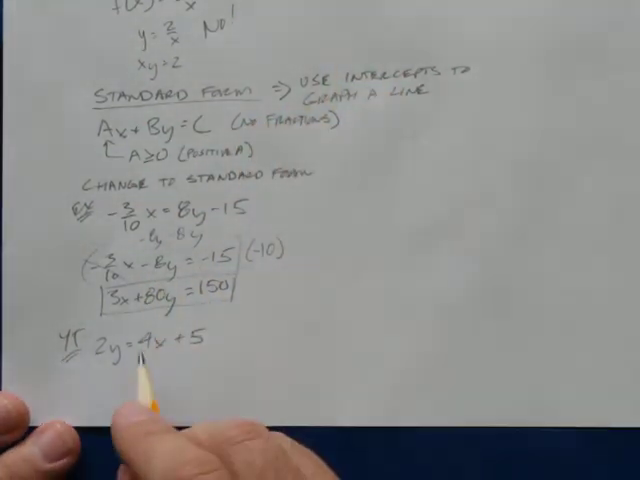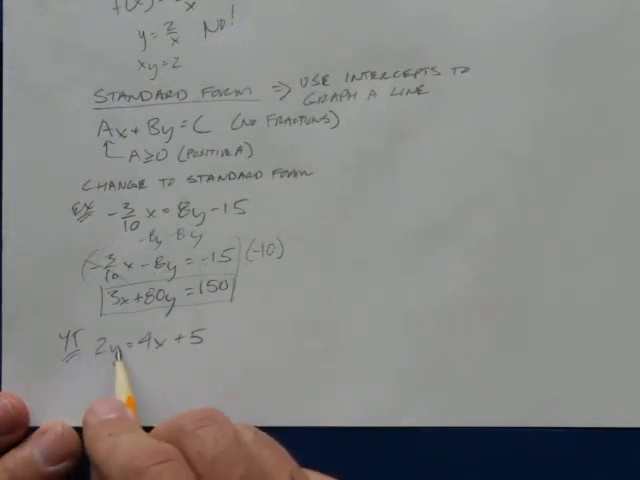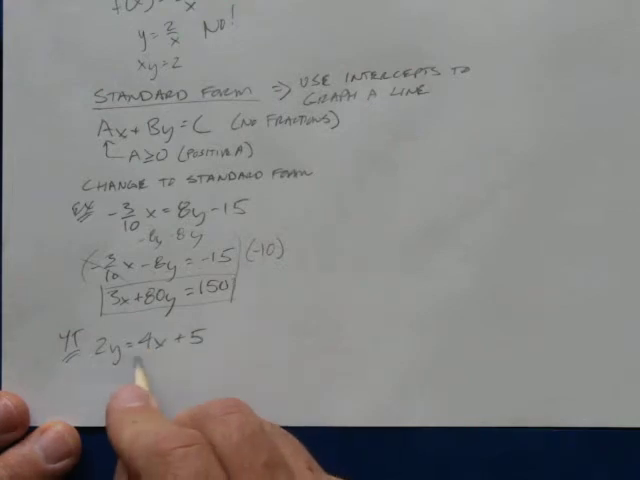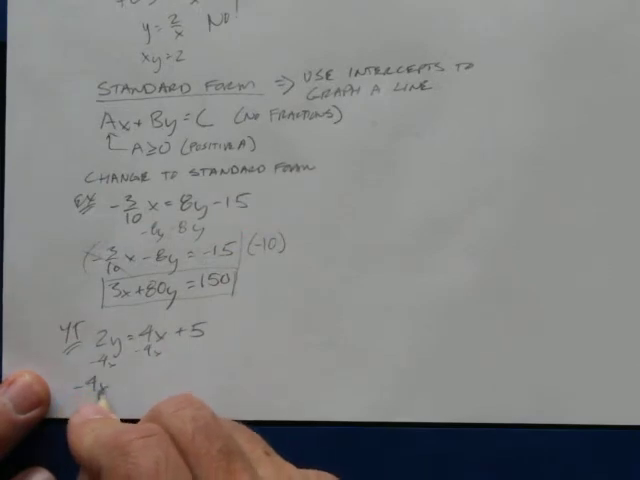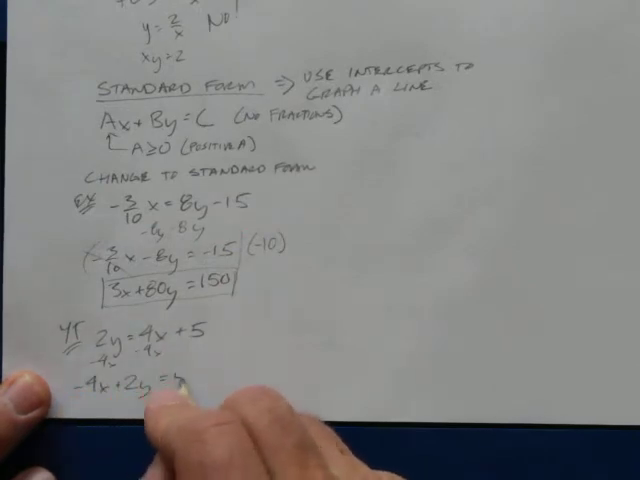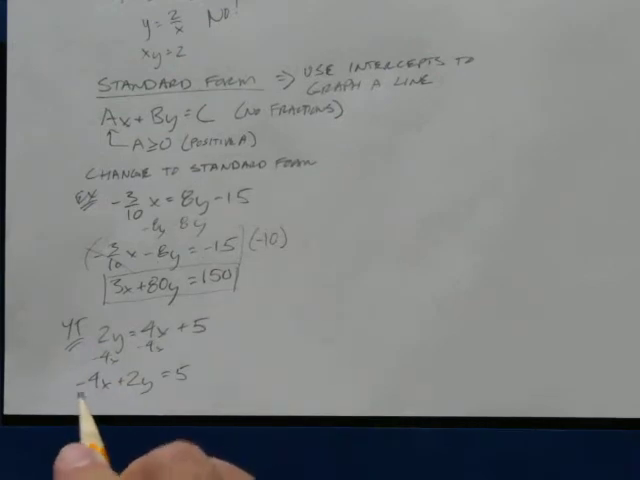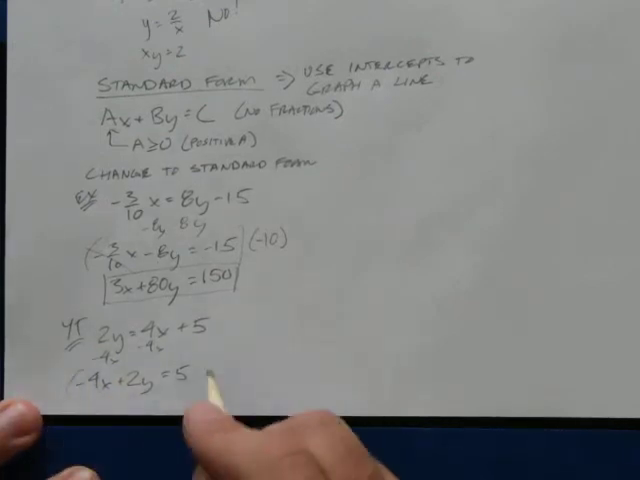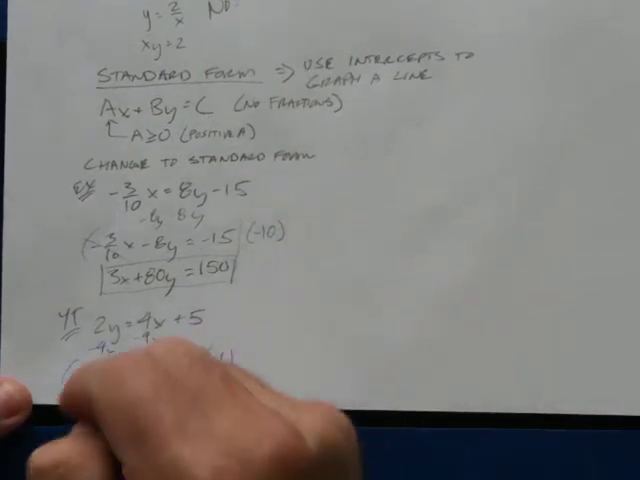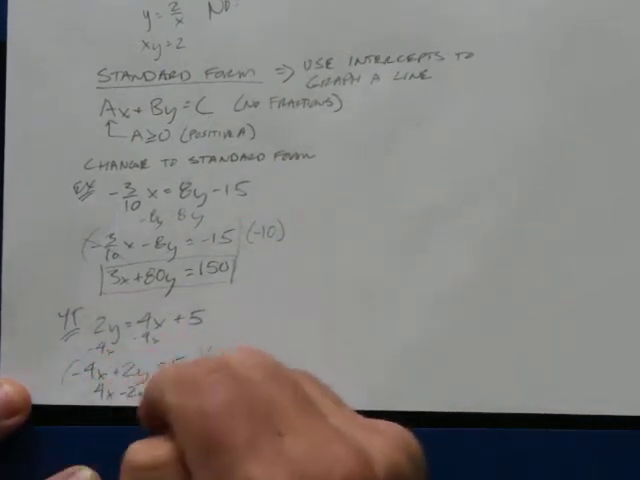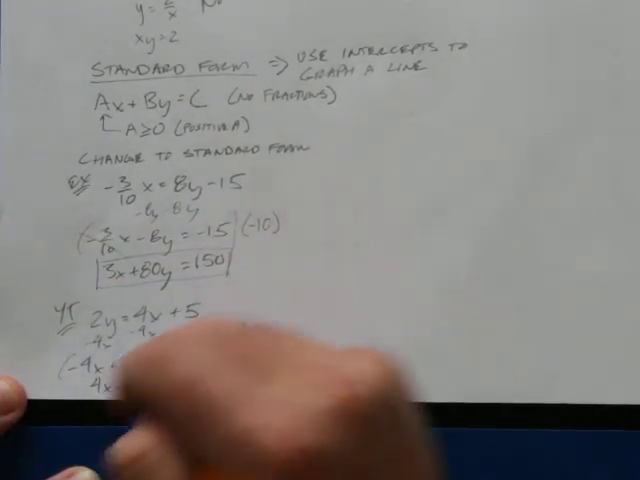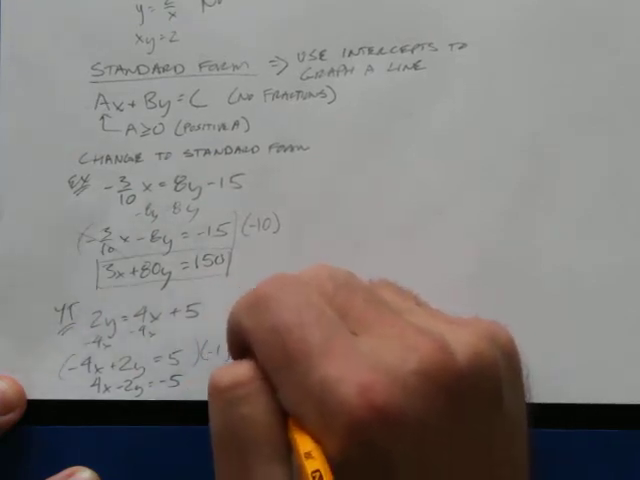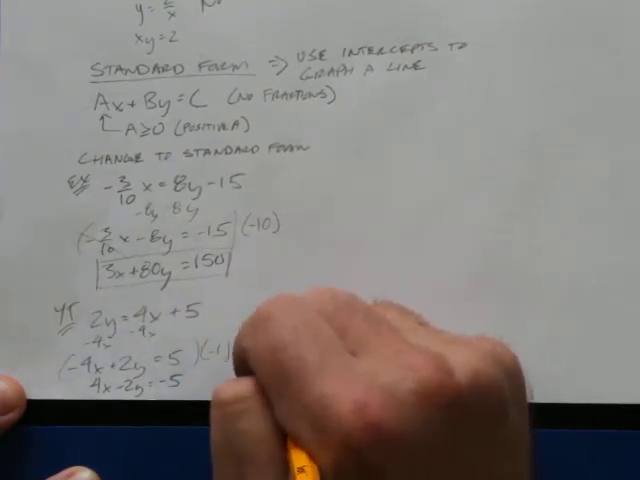Okay, let's see how you did. I need the x to be on the left, plus the 2y equals c. So I'm going to subtract 4x from both sides, and I end up with -4x plus 2y equals 5. Now this a value needs to not be negative, so I'm going to multiply everything by -1, and I get positive 4x minus 2y equals -5. And so now my a value is 4, my b value is -2, and my c value is -5.